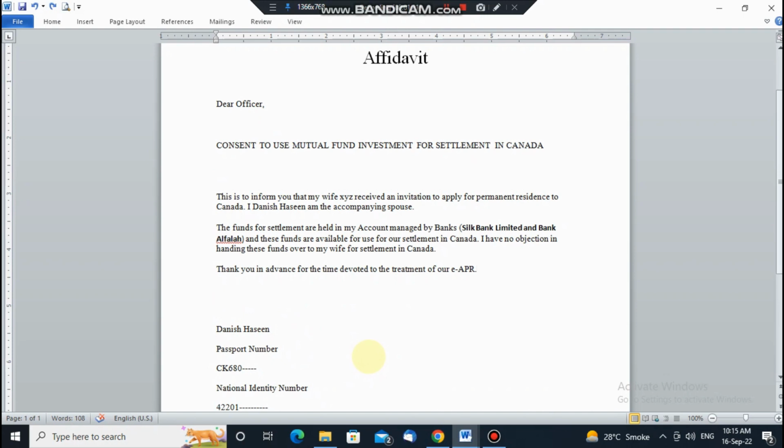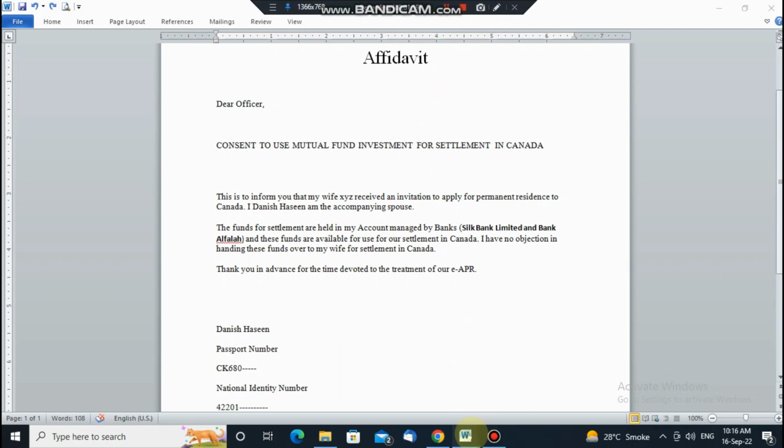This is used for those who are showing a spouse account, where the spouse account is not a joint account. So the spouse has a separate account in her or his own name. So you have to attach this letter and the POF.